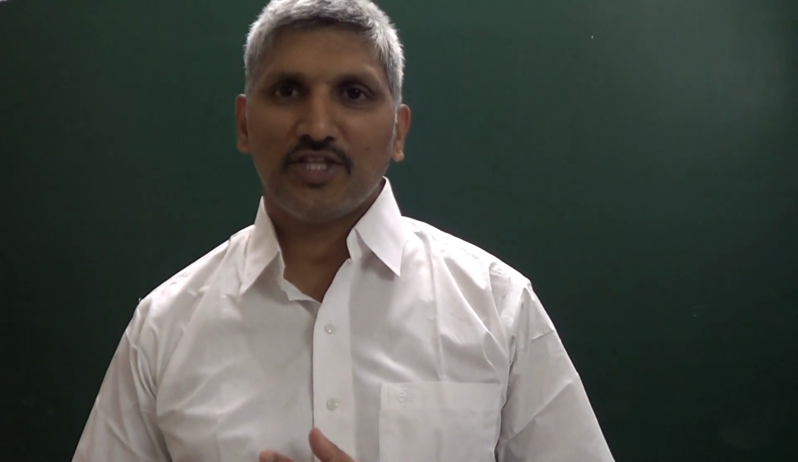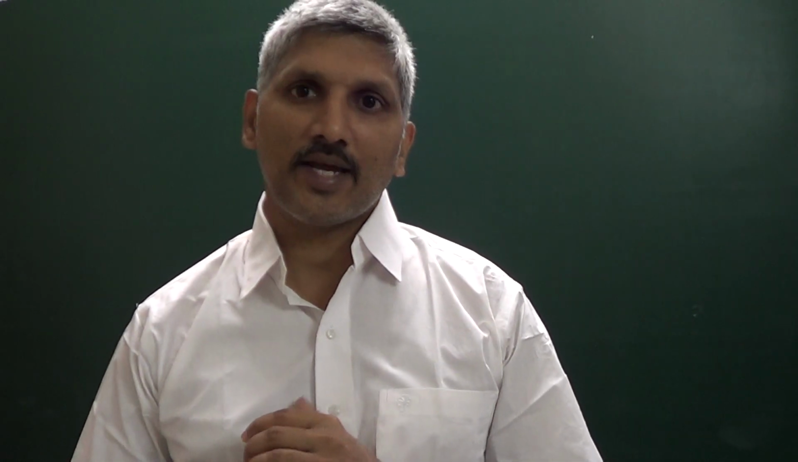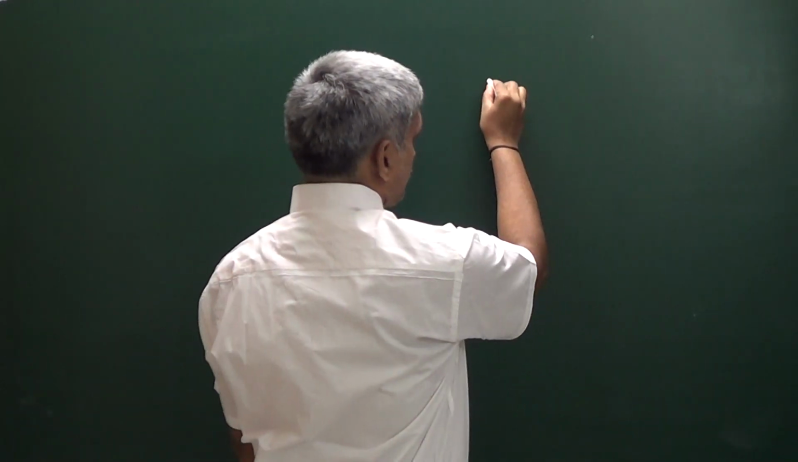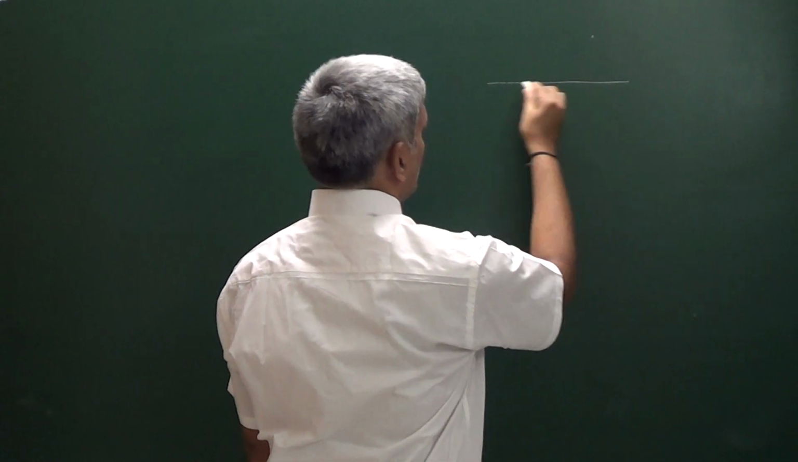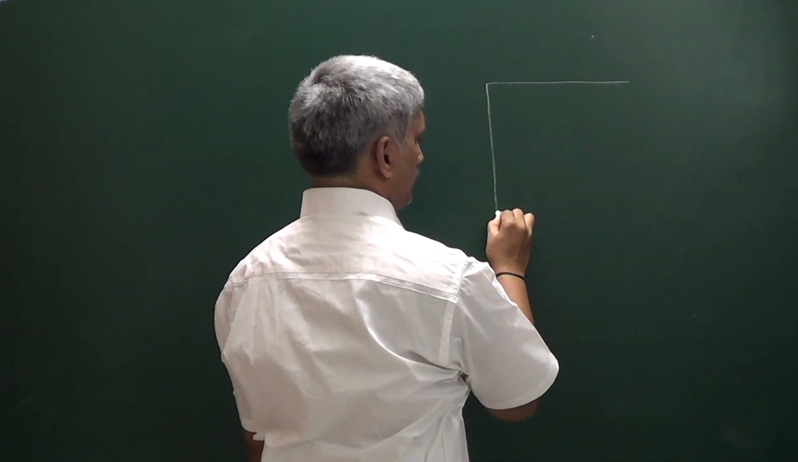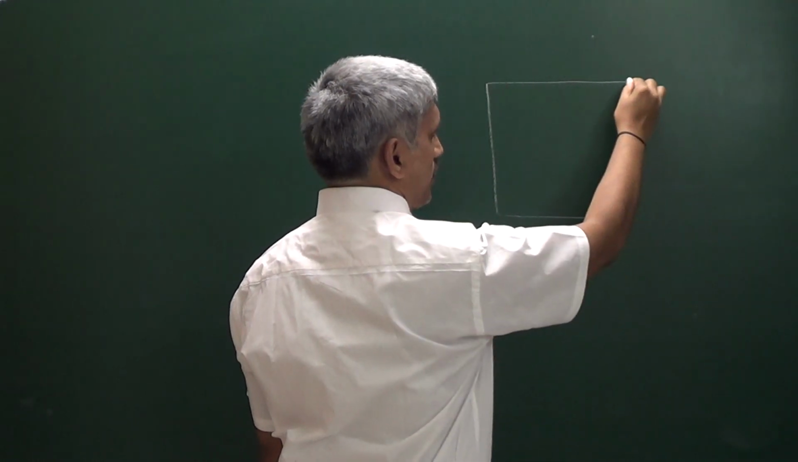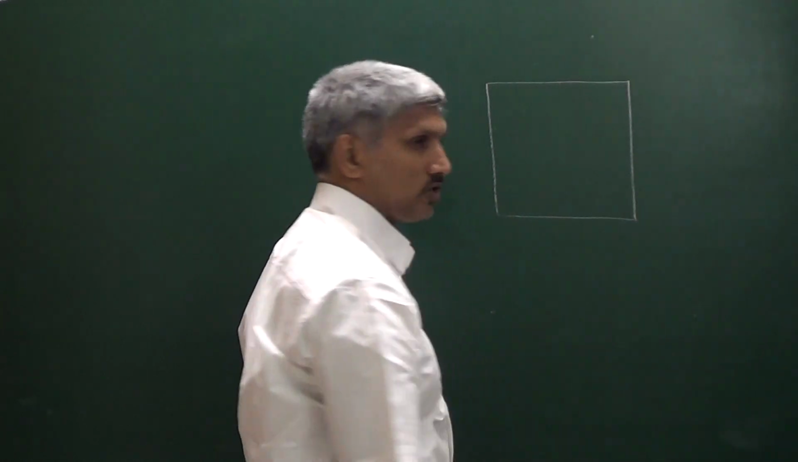Hi dear students, in this class I am going to discuss the inclusion and exclusion principle, and at the same time we will also discuss the derangement principle. What is the inclusion and exclusion principle? Observe here, you know about A union B, and you also know the number of elements in A union B.